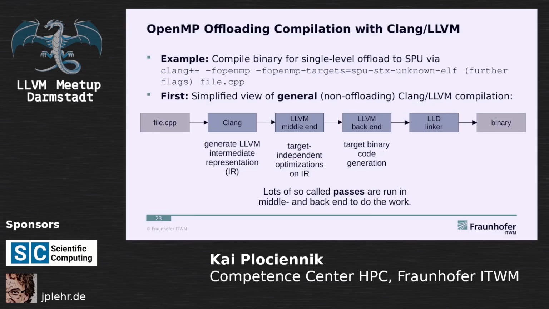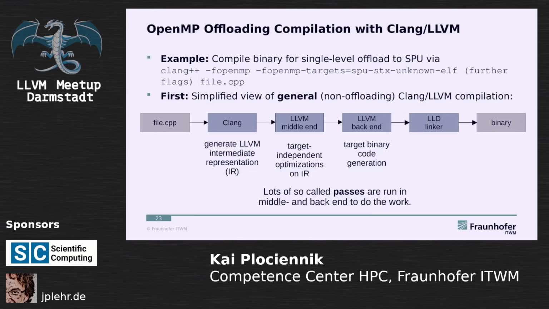Well, first, if you compile an offloading binary with Clang, you do something like clang++, you activate OpenMP, and then you say -fopenmp-targets=, in our case, SPU, STX, unknown elf as a triple to identify the target architecture, and then file.cpp, and what you get in the end is your offloading binary for the host.